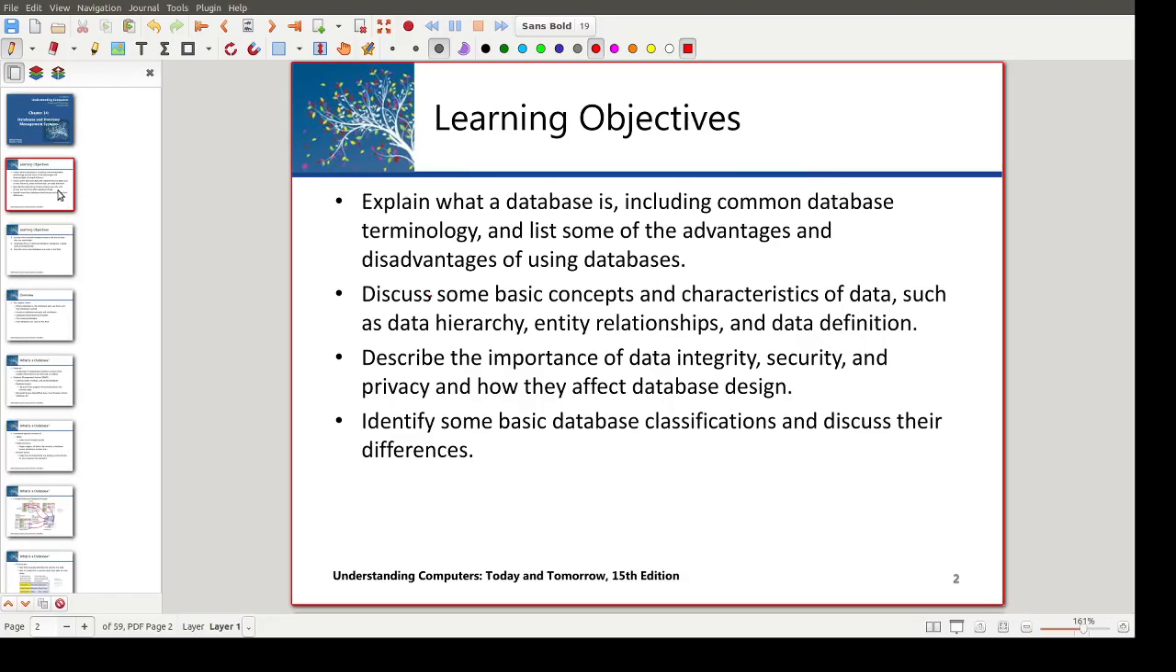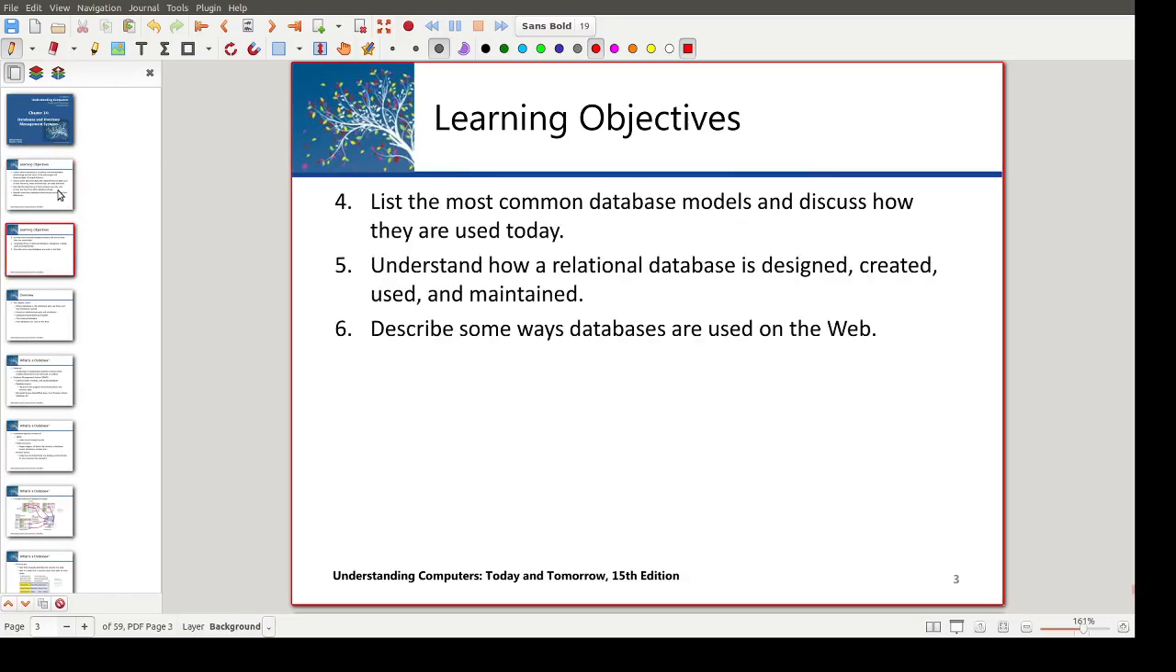Discuss some basic concepts and the characteristics of data, such as data hierarchy, entity relationship, and data definition. Describe the importance of data integrity, security, and privacy, and how they affect database design. Identify some basic database classifications and discuss their differences. List the common database models and discuss how they are used today.